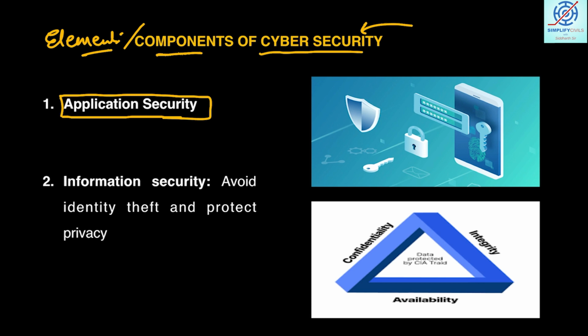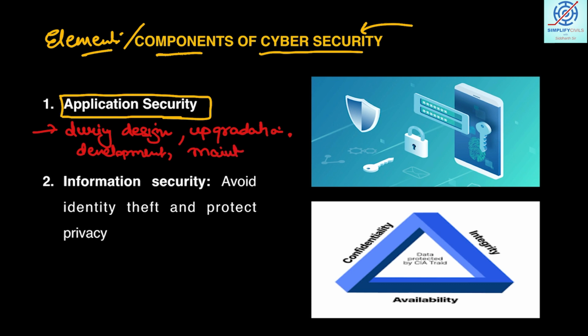What do you mean by application security? It simply means that we need to ensure that during the design of the application, during the development, upgradation, and even at the time of the maintenance of the application system, our application is secure. That is the first aspect. Second is information security.